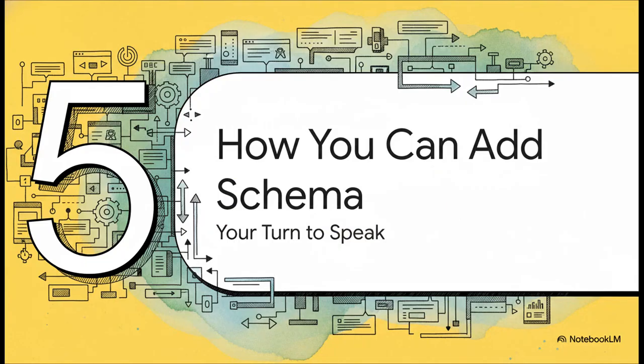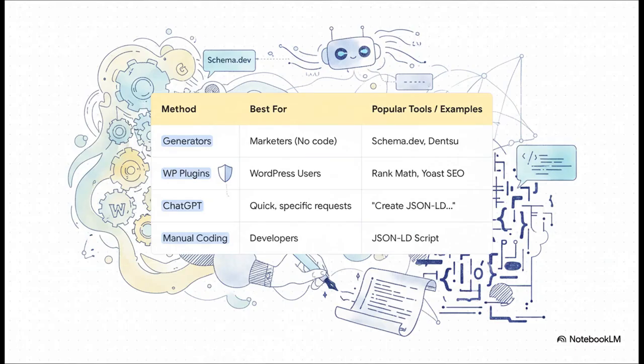Okay, so you're probably thinking, this all sounds great, but is it complicated? Let's talk about how you can actually do this. I promise it's way more accessible than you think. There's really an option for every skill level. If you don't want to touch code, no problem. Schema generators or WordPress plugins like RankMath are fantastic. For a quick, specific need, you can even just ask ChatGPT to write the code for you. And of course, if you want total control, you can always code it by hand. There's really no barrier to entry here.